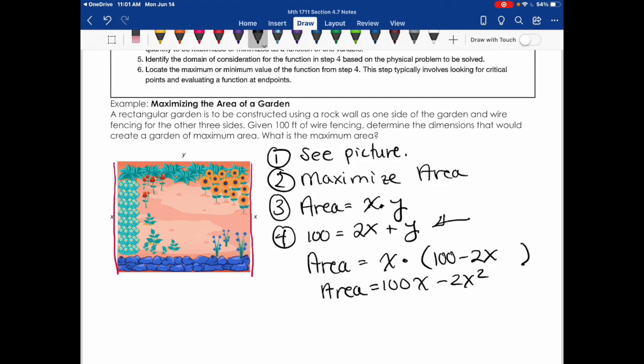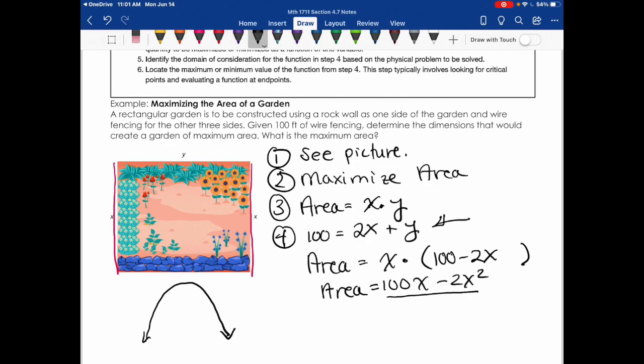Now in step 5, it says identify the domain of consideration for the function in step 4 based on the physical problem at hand. Now this here is the graph of a quadratic, and it's an upside down quadratic because the leading coefficient is negative. If I just gave this equation to you out of context, and I said, what's the domain for that equation? You should be able to tell me at this point that my domain is all real numbers, right? From minus infinity to positive infinity.